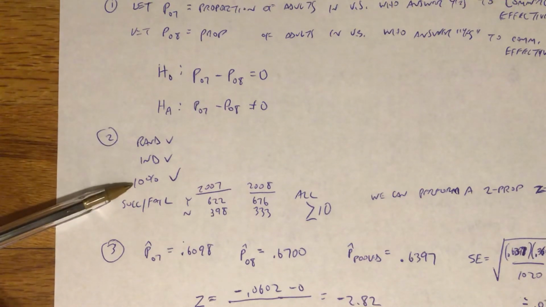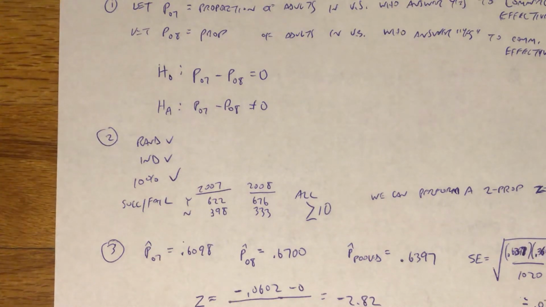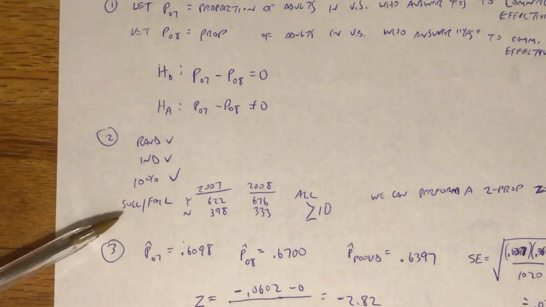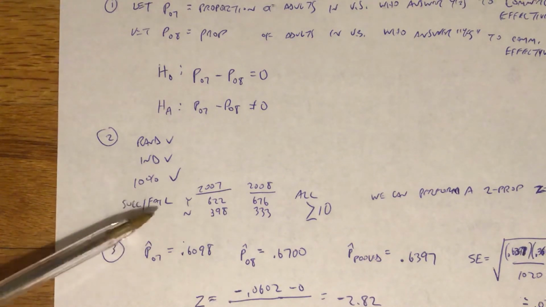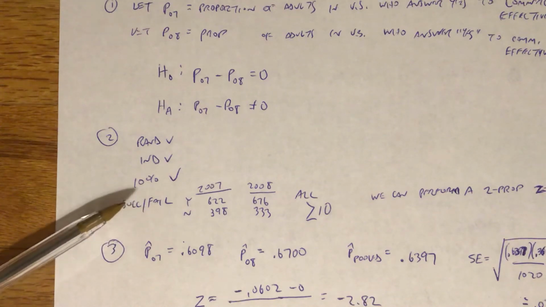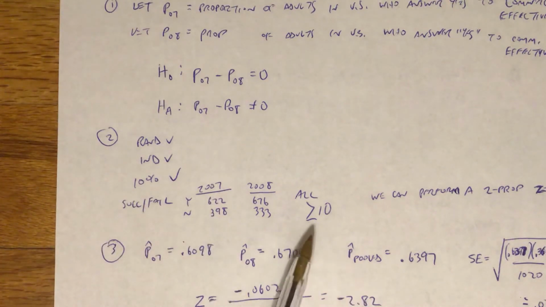The 10% condition, you want to just make sure you don't grab too many people. We're grabbing about 1,000 people in each sample. That's way less than 10% of the U.S. population, so we're good. And the success-fail condition guarantees normality. We need it to be large enough. Basically, remember, the number of successes and failures have to be greater than or equal to 10.